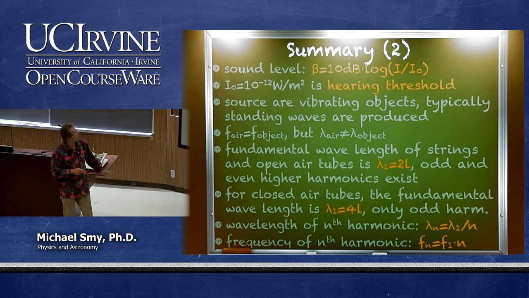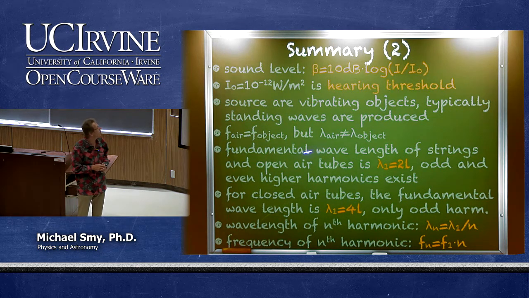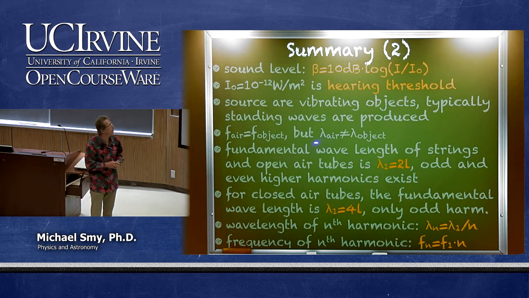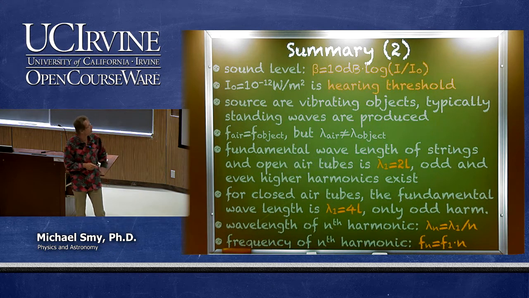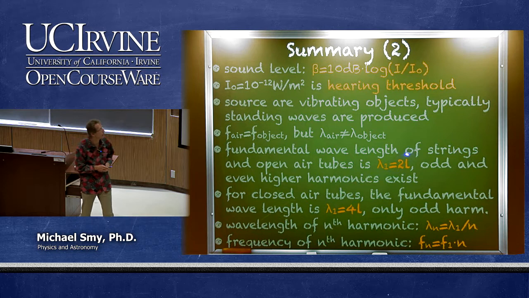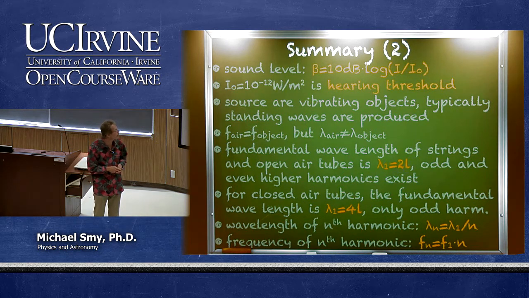And the sources are vibrating objects. Typically standing waves are produced, and then those vibrating objects originate traveling waves. And the rule is that the frequency in the air is the same as the frequency in the object, but the wavelength in the air doesn't have to be the same as the wavelength of the object. The fundamental wavelength of strings and open air tubes is the same. The fundamental is twice the length.